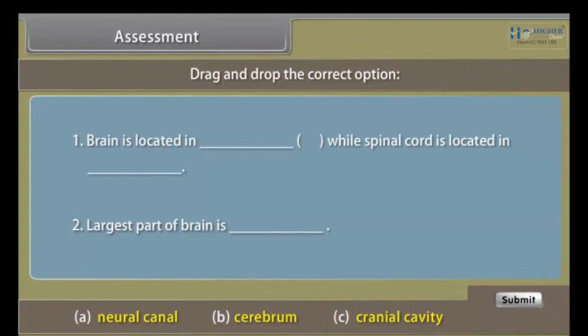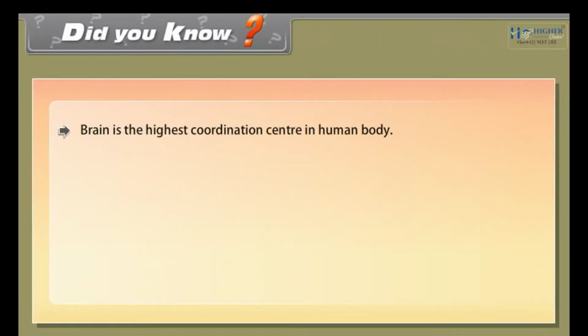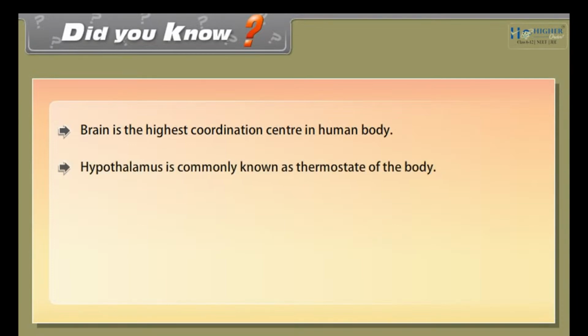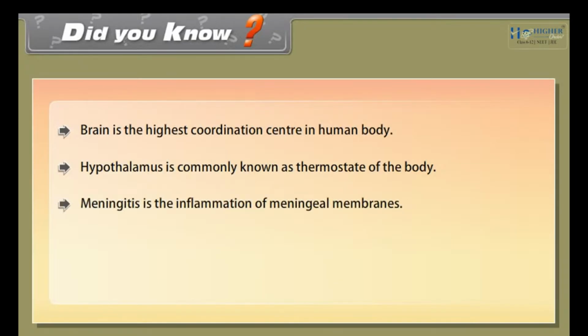Assessment. Before proceeding further, let us know how much you have learned. Drag and drop the correct option. Did you know? Brain is the highest coordination center in the human body. Hypothalamus is commonly known as the thermostat of the body. Meningitis is the inflammation of meningeal membranes. Cerebellum is also known as the little brain.